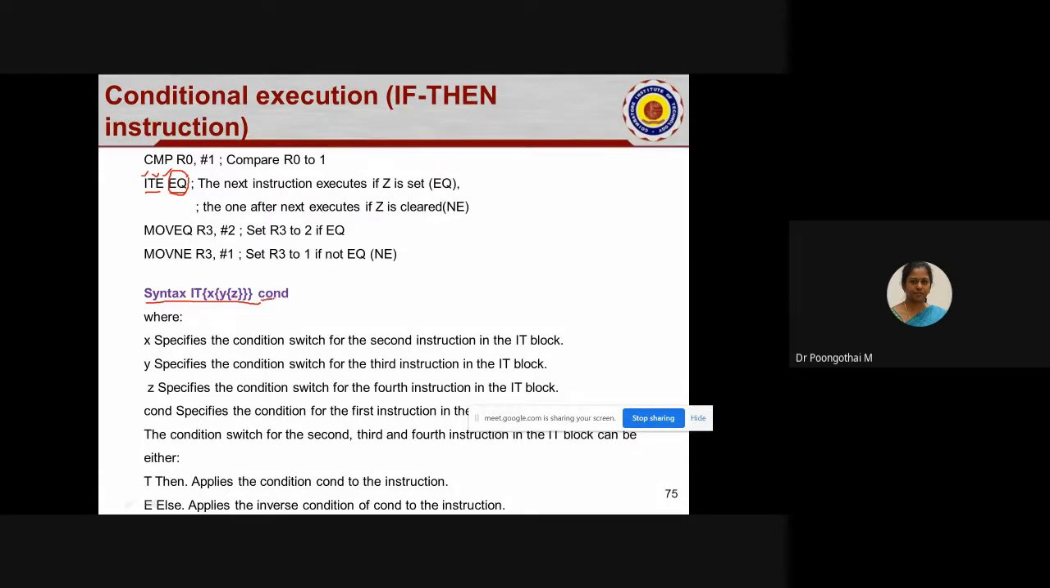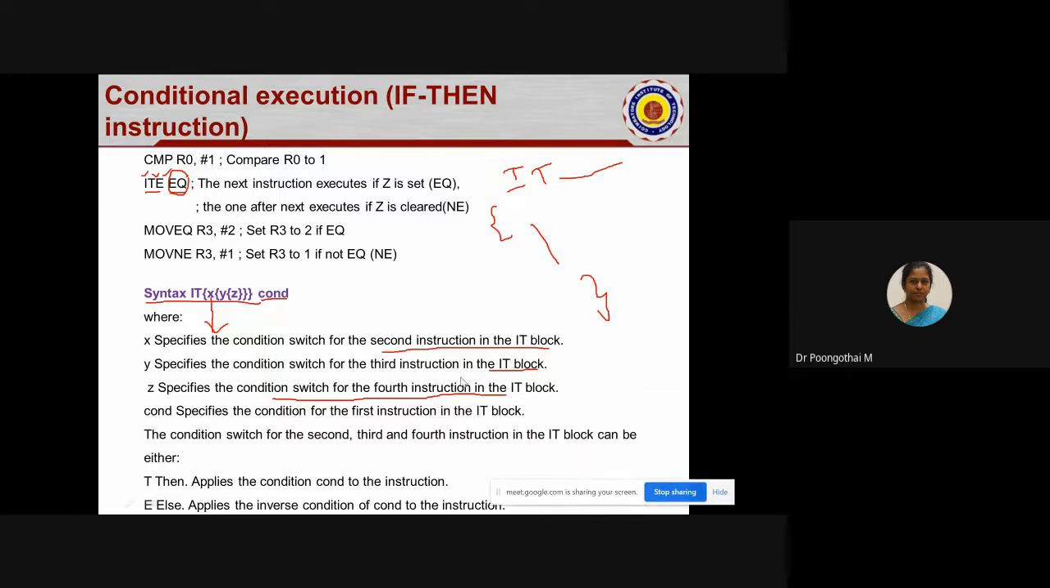This X specifies the condition switch for the second instruction in the IT block. Suppose this is your IT block. Here we can include 4 instructions based on the condition switches mentioned. X specifies the condition switch for the second instruction in the IT block, Y for the third instruction, and Z for the fourth instruction.